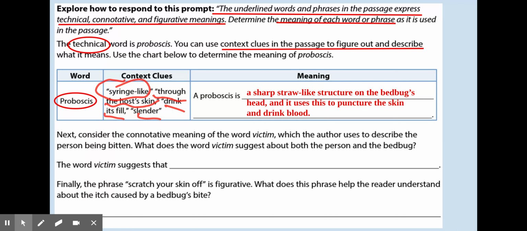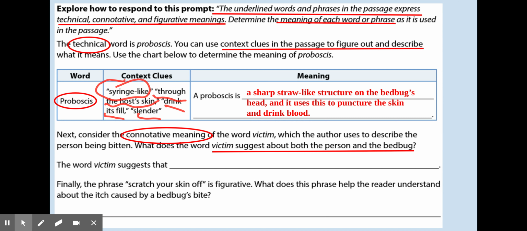So then we're going to look at our next one. And next, you can pause me, guys, and write down your things in your workbook. All right, next, consider the connotative meaning of the word victim, which the author uses to describe the person being bitten. What does the word victim suggest about the person and the bed bug? Well, I just mentioned it earlier, so go back and reread that sentence in paragraph 3 with the word victim.